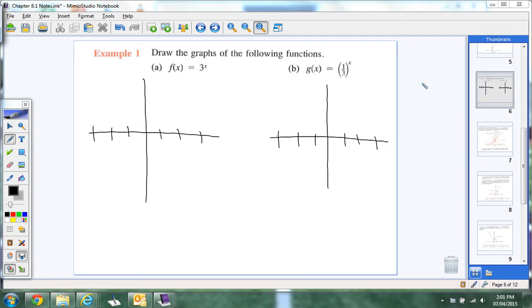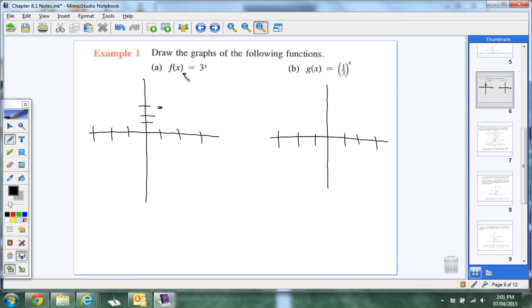3 to the x should look somewhat like the 2 to the x. Okay, maybe a little steeper because it's a bigger base. So 3 to the 1 is just 3. Okay, and then you'd have 9, and then you have 27. Okay, it just would keep going up.